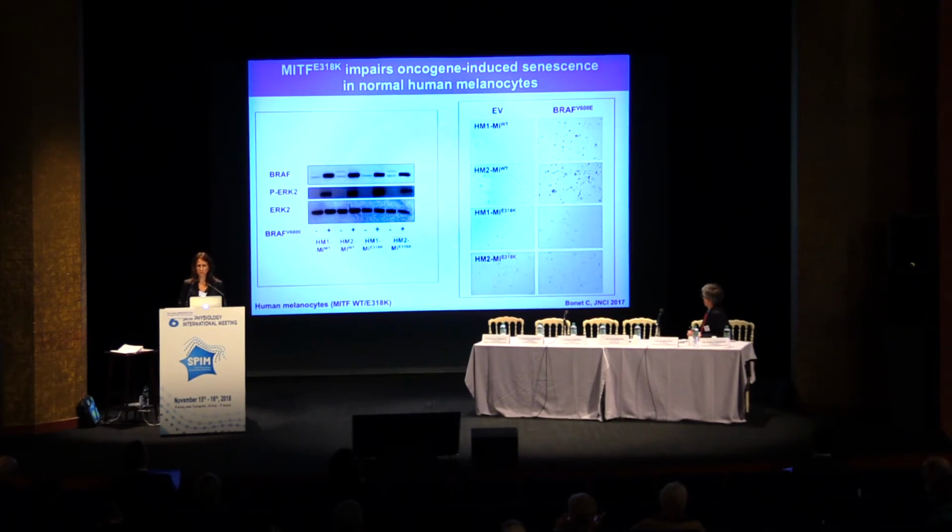And what you can appreciate here is that in a melanocyte with wild-type MITF, the oncogenic form of BRAF is able to induce this typical blue staining that reflects senescence entry of melanocytic cells. But melanocytes with a mutant form of MITF display a delay in the ability to enter the senescence process. So the MITF mutation seems to impair oncogene-induced senescence in normal human melanocytes.